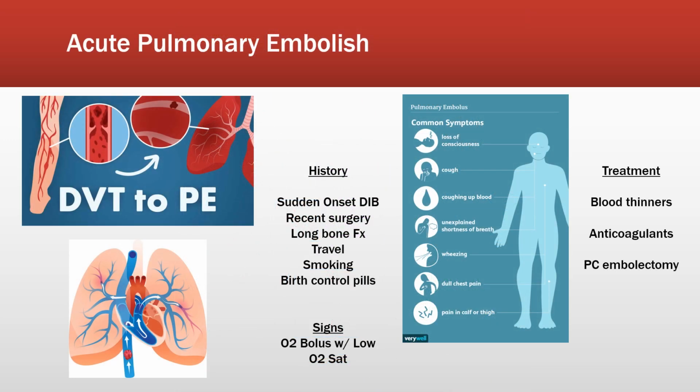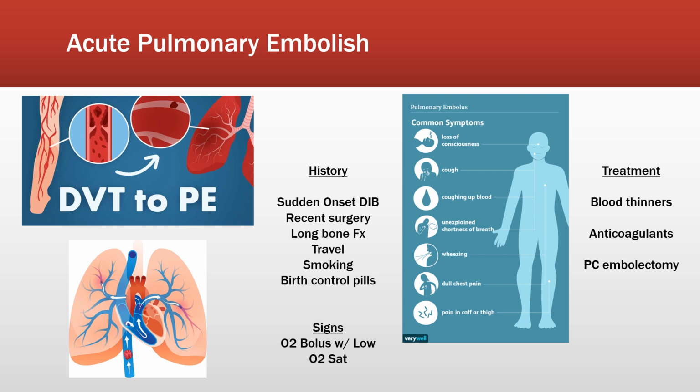Acute pulmonary embolism is a blockage of the pulmonary artery by a blood clot, air, fat, amniotic fluid, or a catheter shear. The signs and symptoms depend on the size and location of that blockage. So it could be a DVT in your lower leg that finally broke off and went to your lungs. History: sudden onset difficulty breathing. Patient could have recent surgery, long bone fractures, long travel by trains, planes, and automobiles, smoking, or be on birth control pills.